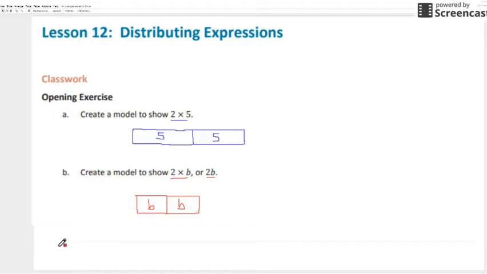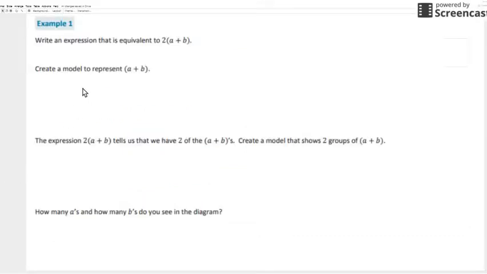It's like saying you have 2 pencils. I don't say 2 times pencils. I say that you have 2 pencils. Same basic idea when it comes to variables and numbers. This is 2 times 5, and 2 times b, 2b. So same basic idea.